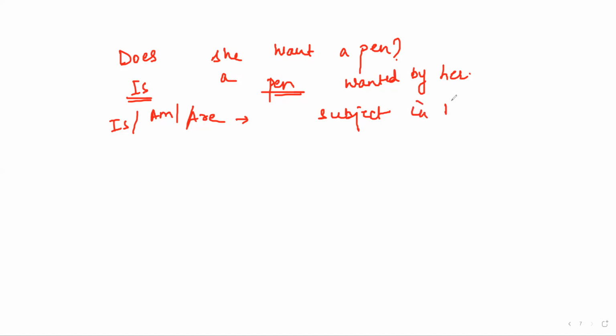The pen is the subject in the passive voice. That means initially it was the object. Actually, this pen is an object, and here it has become a subject. In passive voice, this takes the place of a subject. So I just have to place is before this. So does she want a pen becomes is a pen wanted by her.